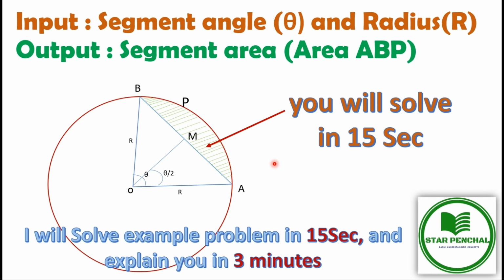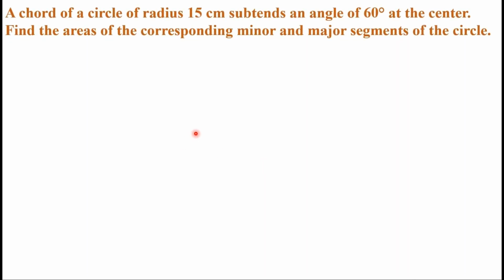Do you know you can solve the segment area in 15 seconds? Yes, you are right. We can solve the segment area in 15 seconds. Here I have given a problem. If the radius is 15 centimeters and the subtended angle is 60 degrees, we need to find the minor segment area and major segment area.